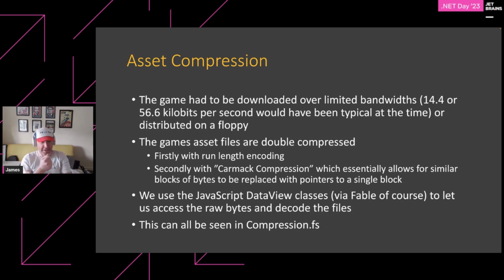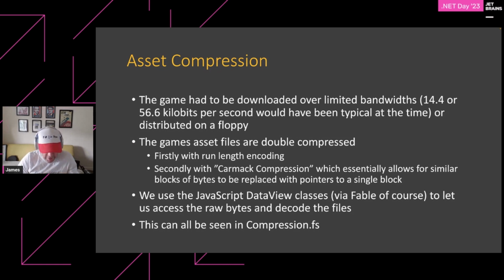There's a typical run length encoding system that is used. But then there's also a secondary compression, which is called Carmack compression, after John Carmack. It's his compression algorithm, and it allows for similar blocks of bytes to be replaced with pointers. I've never done LZW compression, but I think that's similar. It's his own format for doing it. So things are double compressed. And again, we just load up those raw bytes and we start decompressing those bytes using those two algorithms.